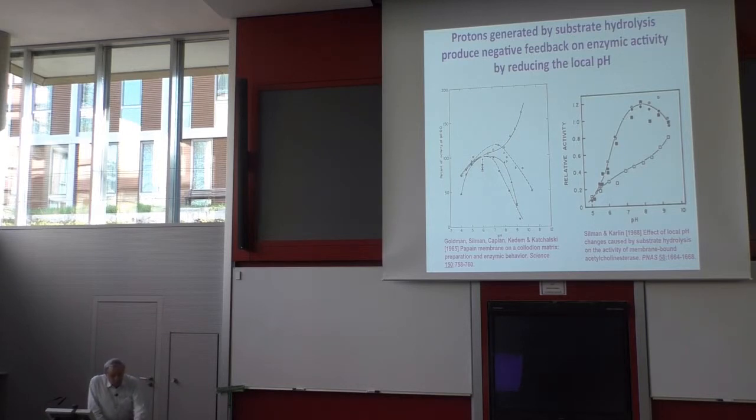And what is happening is that as the pH goes up, the enzyme acts faster. The protons released don't diffuse away fast enough from the enzyme to prevent the local pH decreasing, so you get negative feedback.